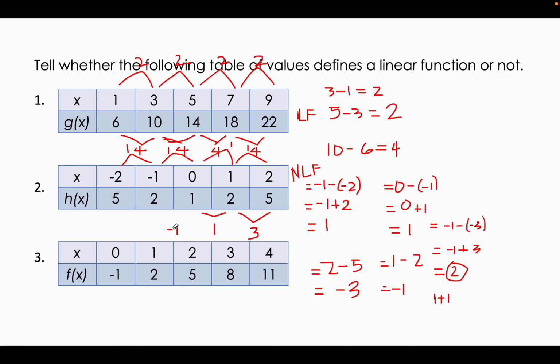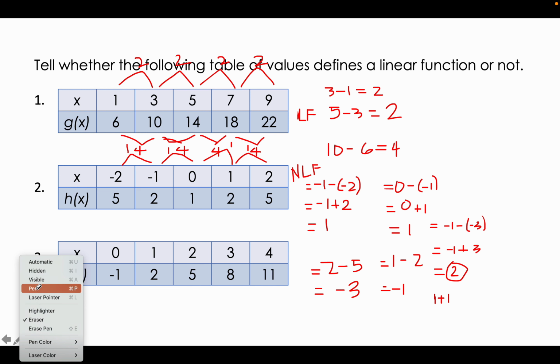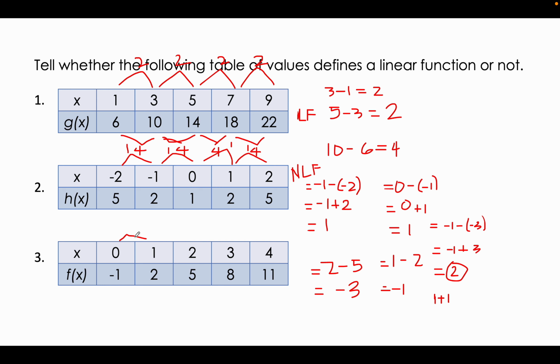Let's erase muna para meron tayong space. So number 2 is not a linear function. Then let's proceed to number 3. How about in number 3? Linear function or not? Linear function ba? O, para mabilis tayo, ako nang gagawa. 1 minus 0 is 1. 2 minus 1, 1. 3 minus 2, 1. 4 minus 3, 1.